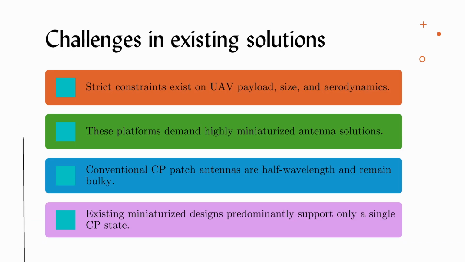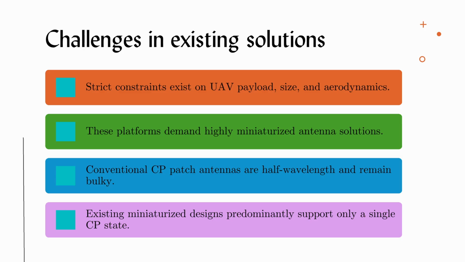The primary engineering challenge lies in the strict payload and aerodynamic constraints of modern drone platforms. For standard operation, conventional circularly polarized patch antennas must be engineered to a half wavelength. At sub-6 GHz frequencies, this half wavelength dimension results in a structure that is physically bulky and difficult to integrate smoothly into a compact airframe.